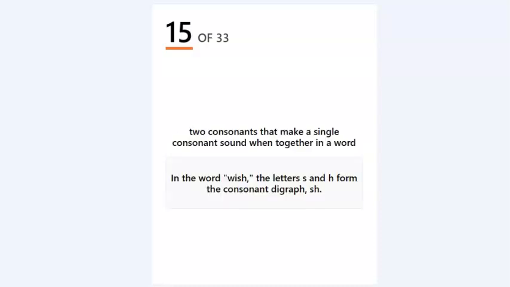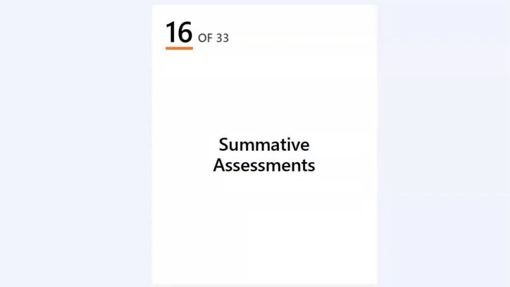Consonant digraph. 2 consonants that make a single consonant sound when together in a word. In the word wish, the letters S and H form the consonant digraph sh.